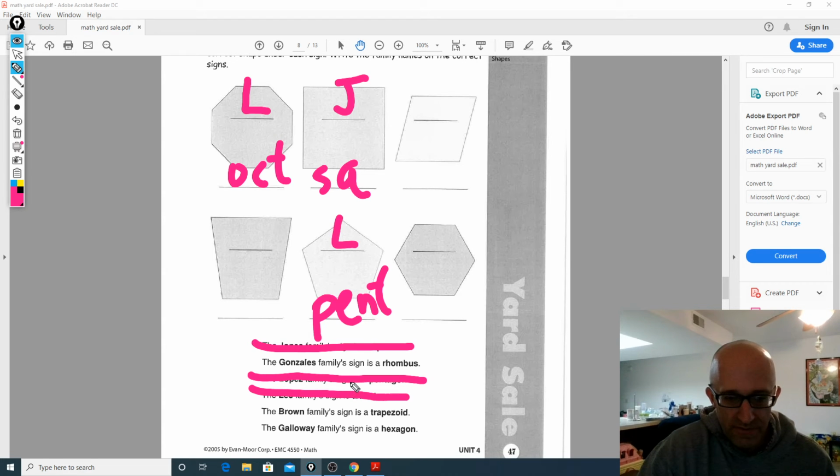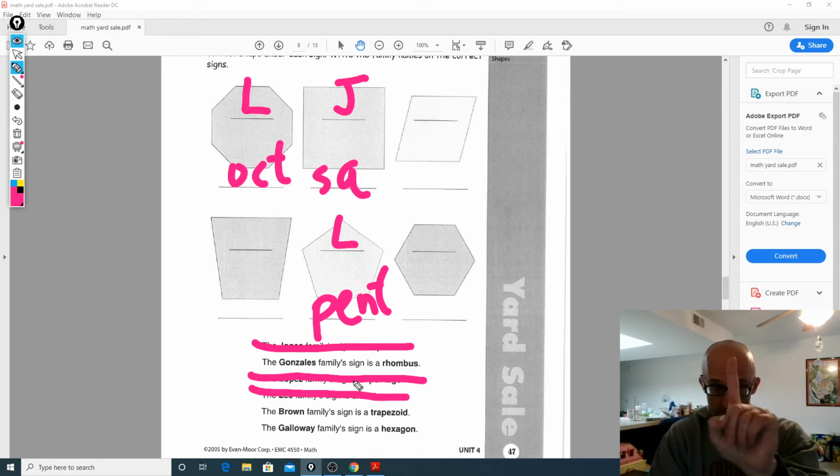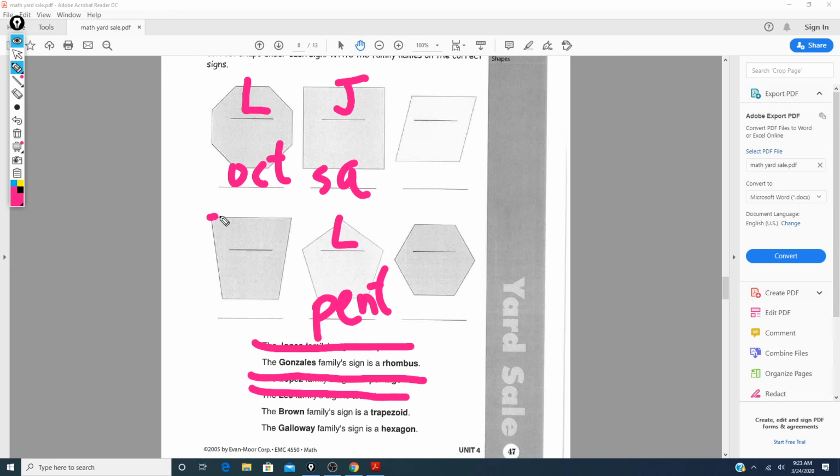The Brown family's sign is a trapezoid. Remember with the trapezoid, a trapezoid has one pair of parallel sides. In this specific instance, our pair of parallel sides are right here. The Browns would be this trapezoid.